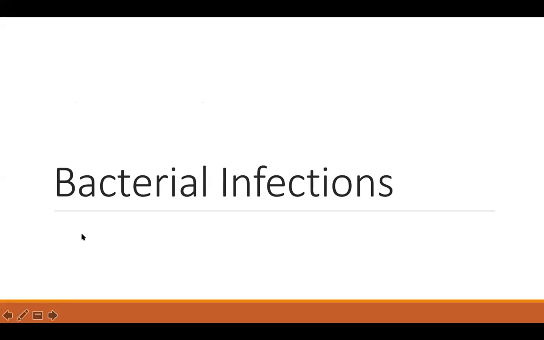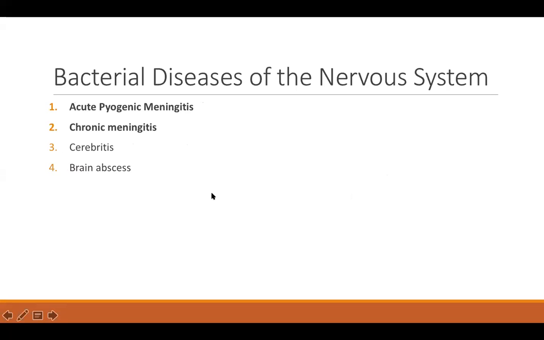Okay, so we're going to start with bacterial infections because I think they're the most important ones. Okay, so how can bacteria manifest in the central nervous system? Bacterial infections manifest in many ways in the central nervous system, either as acute pyogenic meningitis, or as chronic meningitis, or as cerebritis, or a brain abscess. Today, we're only going to talk about the first two for the sake of time, and they're also the most important two, the acute pyogenic meningitis and chronic meningitis.